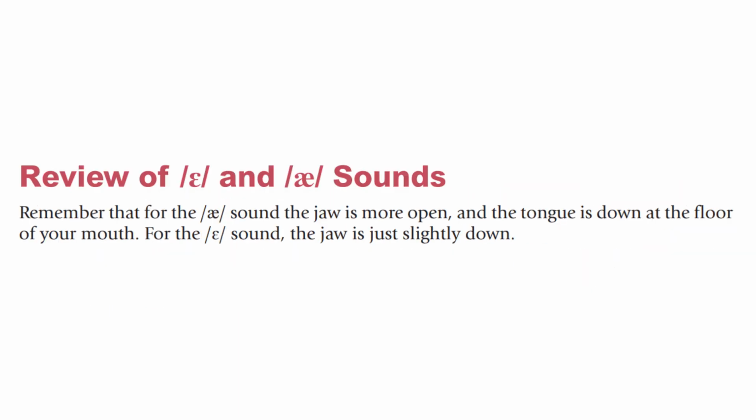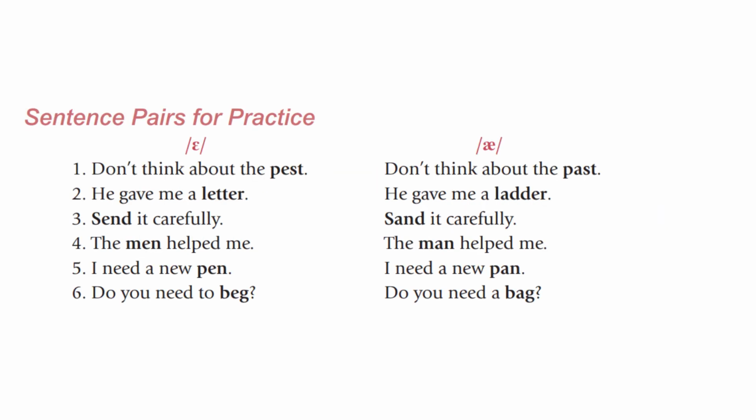Review of the ɛ and æ sounds. Remember that for the æ, the jaw is more open and the tongue is down at the floor of your mouth. And for the ɛ sound, the jaw is just slightly down. Sentence pairs for ɛ and æ. The following pairs of sentences are the same, except the first one has a word with the ɛ sound, and the second one has a word with an æ sound.